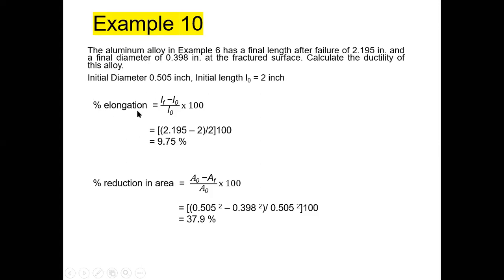Percentage elongation, the expression is L_f minus L_0 over L_0, right? L_f is the length after failure, that is 2.195. Initial length is 2. So you can calculate the percentage elongation, right?